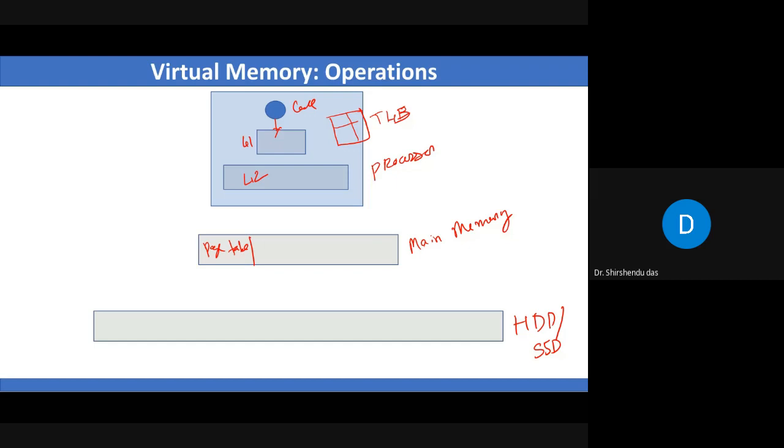Because in that case you need not translate in L1. So if L1 is virtually indexed, then in L1 you can search with the virtual address, but after L1 you have to look at the TLB and find what the corresponding physical address is. So this is the main purpose of virtual memory.